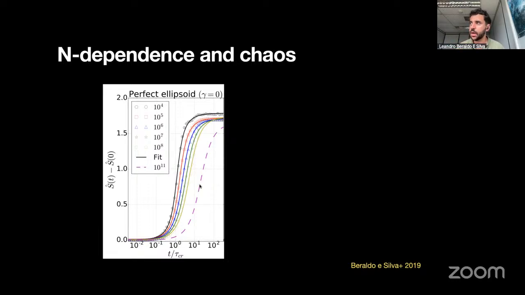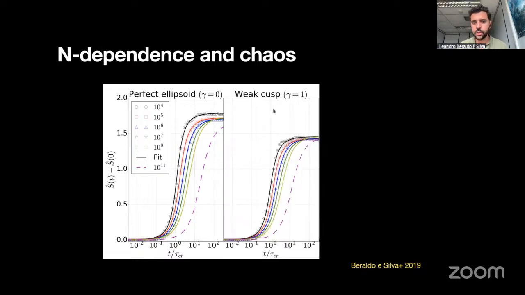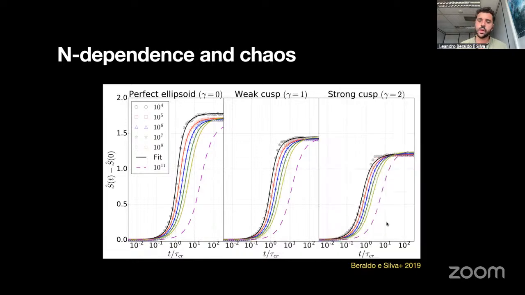And galaxies are hundreds or even 1,000 crossing times old, okay? So this entropy increase is really relevant for the evolution of a galaxy. That's what this is showing. This happens even in integrable potentials. And this is what we see in this weak cusp potential or strong cusp potential.